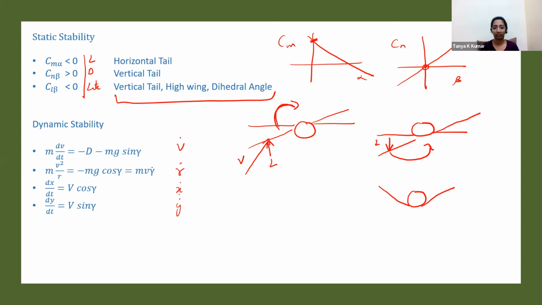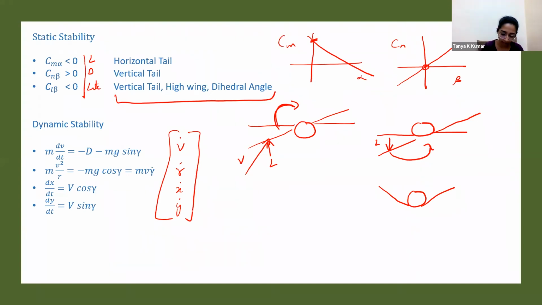So x and y are the Cartesian components, so how it varies in the x and y direction. This is for a 2D case. Gamma is the flight path angle. V is the velocity. So these are the four terms. These are the four dynamic differential equations used to solve for dynamic stability of a point mass system in 2D. So xy direction motion only.